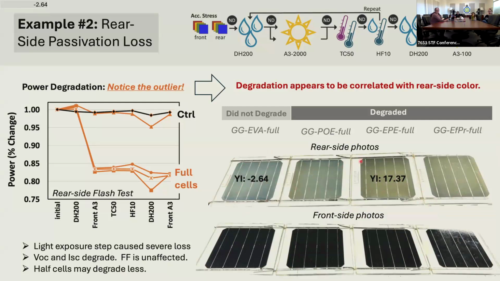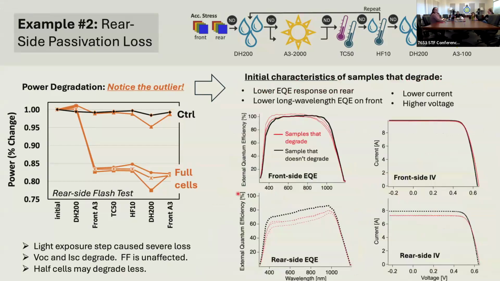Here we have just some values that we can measure for the yellowness index, having a higher yellowness index for the samples that visually to us look more yellow or brown, and a lower yellowness index for the bluer rear samples. So this difference in the rear side color also correlates with the initial EQE parameters. So these are the EQE plots of the samples before they degrade. The samples that do eventually degrade are shown in red, but this is before their degradation.